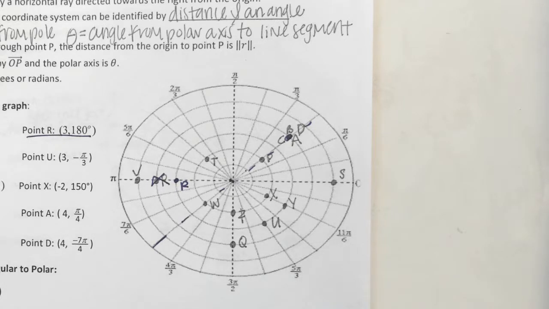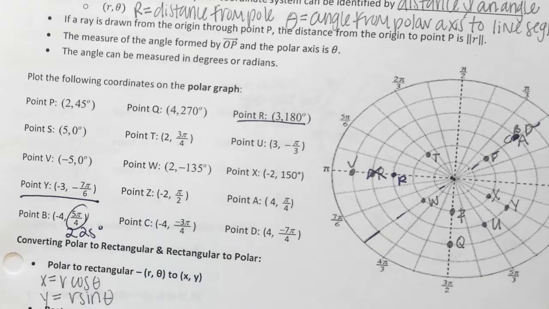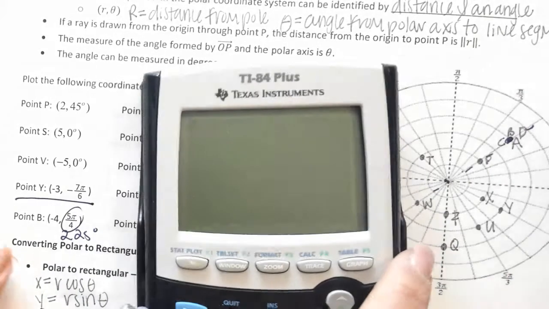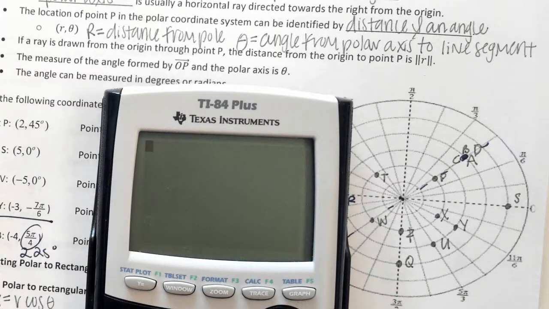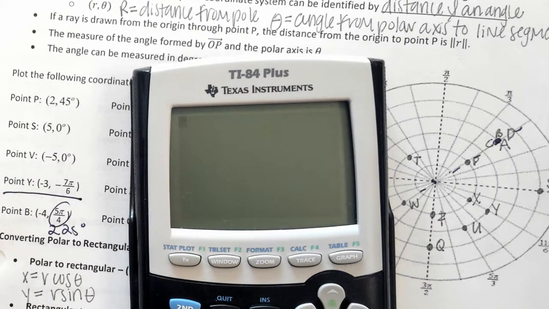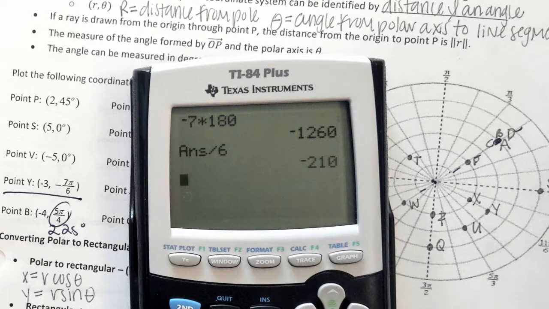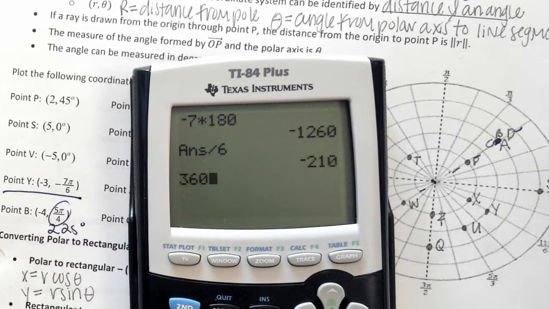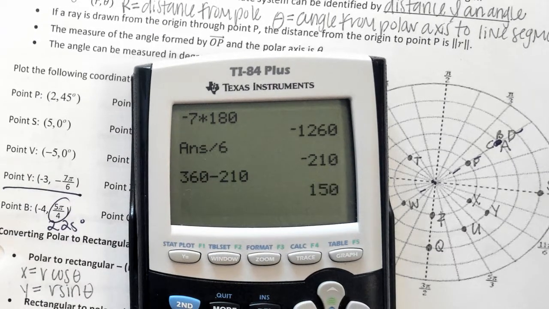And you said Y? Somebody said Y? Alright, negative 7 pi over 6. What is that the same thing as? How do I know, or how can I find out if I don't know? Negative 7 pi over 6. If you don't know, just hit negative 7 times pi divided by 6, and it's negative 210. So all you have to do to find out the positive angle is do 360 minus 210. So this is the same place as 150.